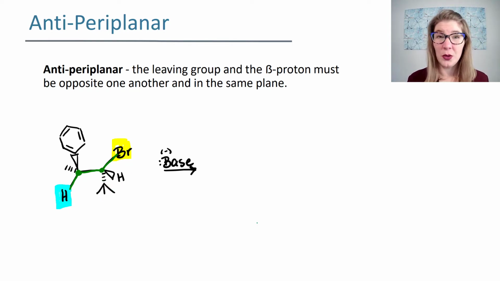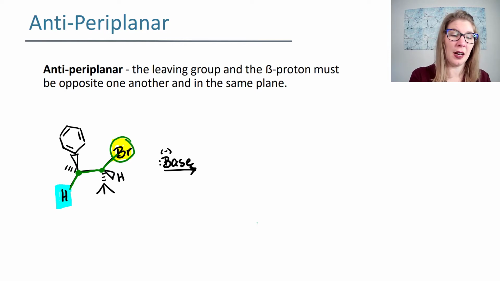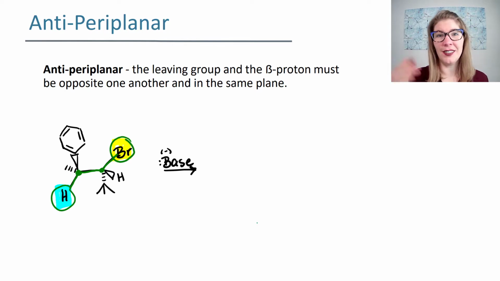In order for the E2 reaction to happen, the hydrogen, the alpha carbon, the beta carbon, and the leaving group all need to be in the same plane. They also need to be opposite one another. See how the bromine is up here and the hydrogen is down there, right? That's opposite. When we're looking at the idea of the same plane, they can be close to the same plane.